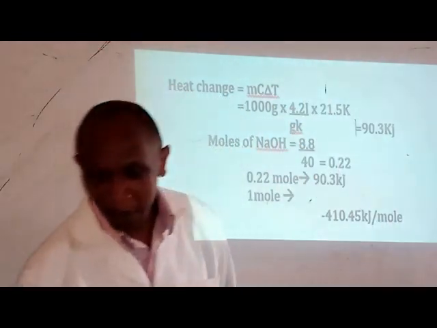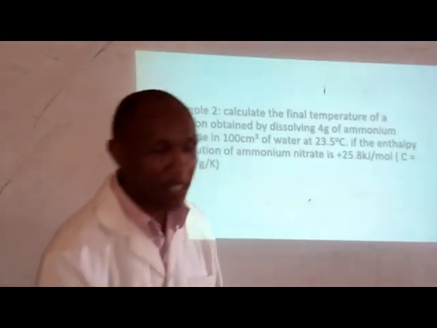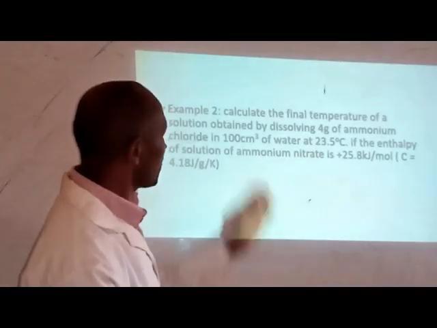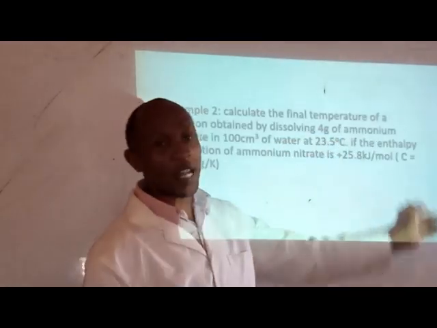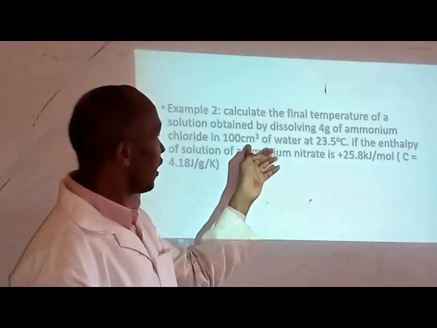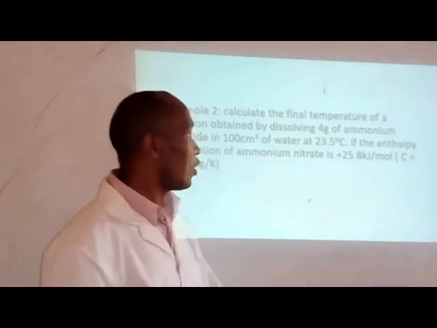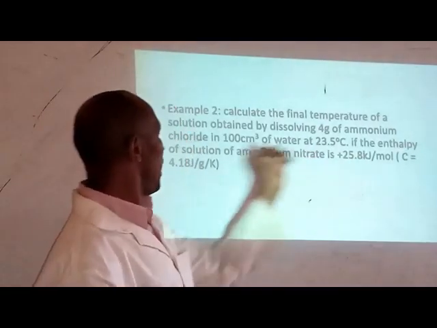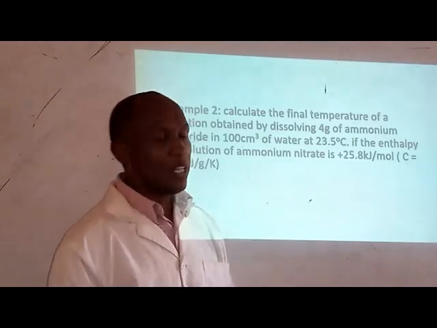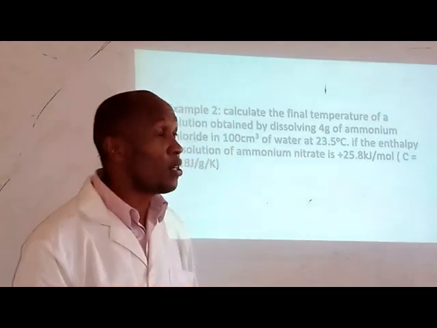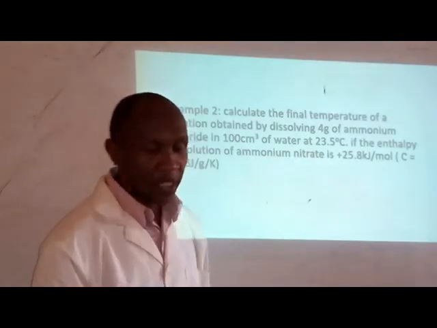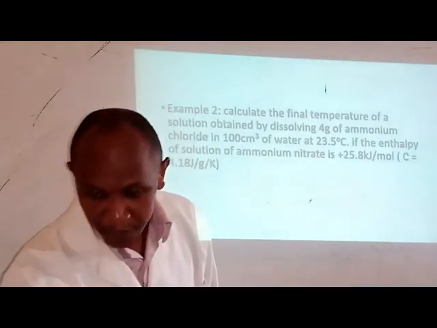Let's continue to another example. Calculate the final temperature of a solution obtained by dissolving 4 grams of ammonium chloride in 100 cubic centimeters of water at 23.5. The enthalpy of solution of ammonium chloride is that much. Again, we are at liberty to pause the video and work that out.